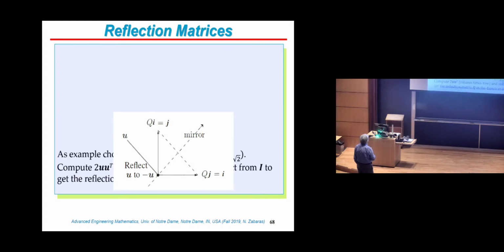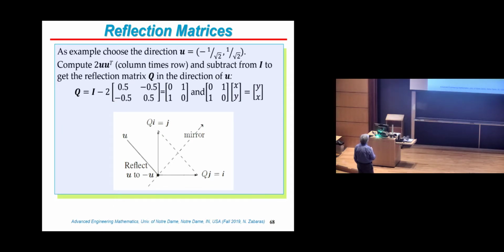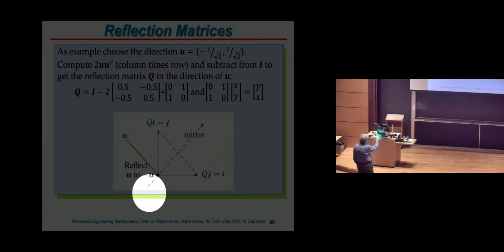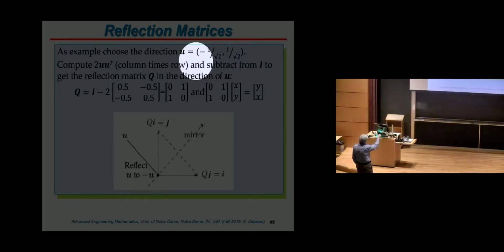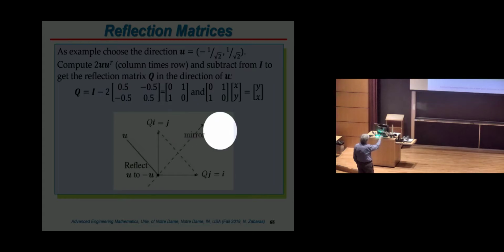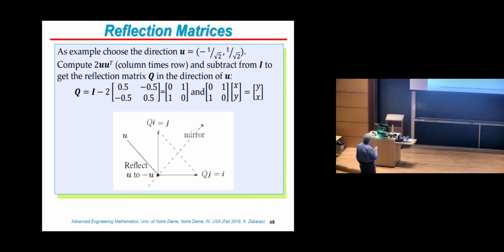All right. And here is an example of reflection around an axis that's 45 degrees. That's what I had before. So in this case, u is the vector at 45 degrees. And if you do the reflection, the matrix looks like this. And x, y becomes y, x, as you see on the graph as well.